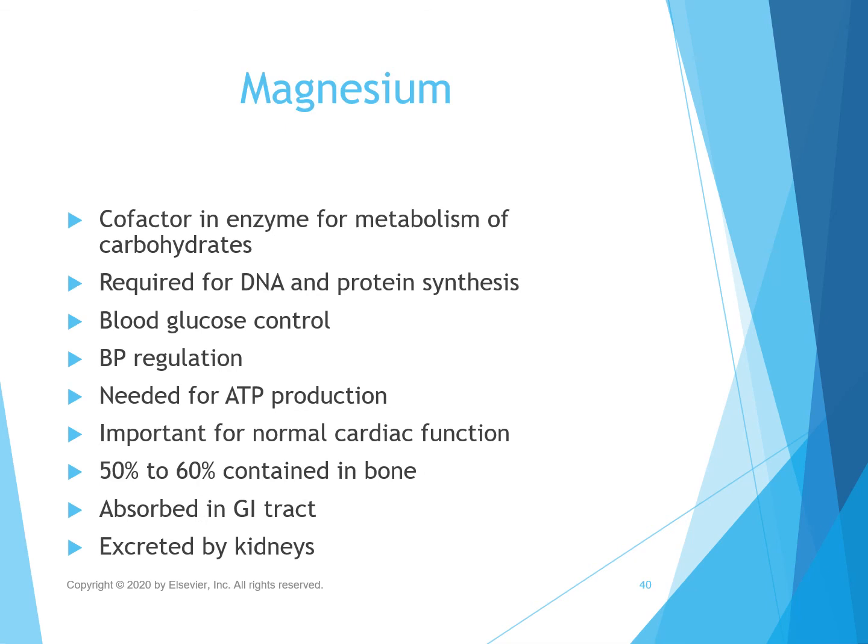Magnesium is also very important. It is important when you're looking at the cardiac status of a patient. I have table 16-10 in your book that is looking at the magnesium levels. A magnesium level is normally 1.3 to 2.1. It is required for DNA and protein synthesis. It helps blood glucose control. It can also help with blood pressure regulation. It is very important for cardiac function.